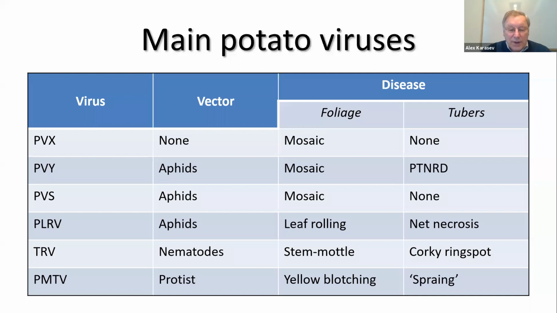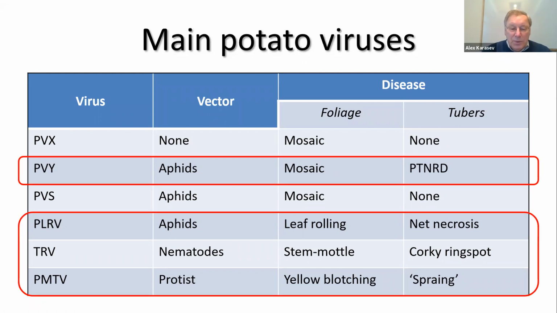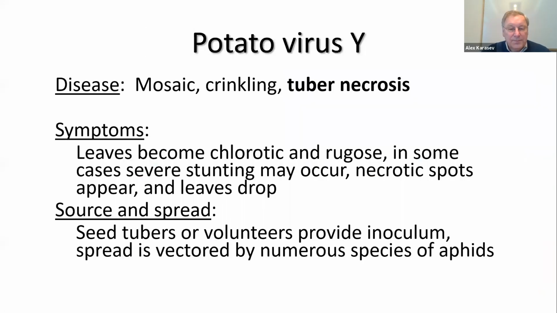Potato mop top virus is a soil transmitted virus, but the vector for this virus is unusual. It's a soil living protist, Spongospora, which by itself can induce a disease called powdery scab. I will be talking about these four viruses that are associated with tuber symptoms in more detail further.